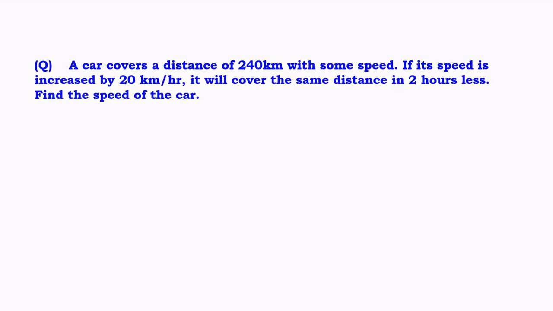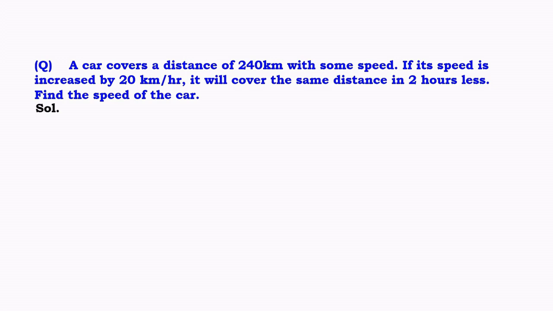Let us first read the question carefully. A car covers a distance of 240 kilometers with some speed. Then its speed is increased by 20 kilometers per hour. Because the car is now traveling faster, it covers the same distance in 2 hours less. We have to find the original speed of the car.